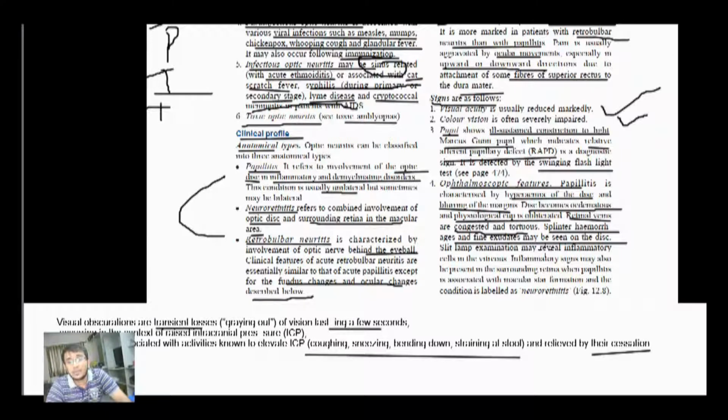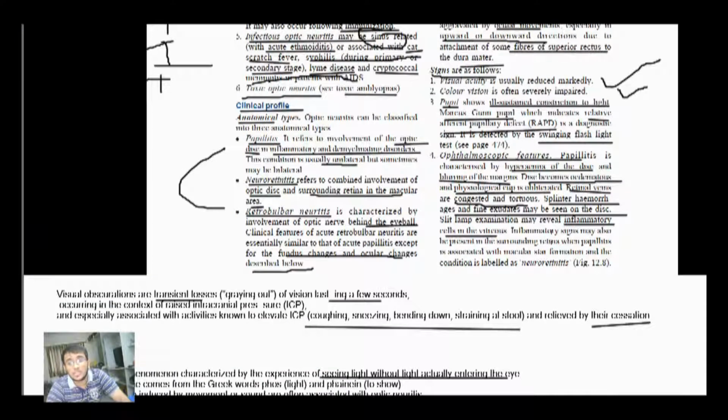On slit lamp examination, there are inflammatory cells in the vitreous. Next, inflammatory signs may also be present in the surrounding retina when papillitis is associated with macular star formation. This condition is known as neuroretinitis, as it involves both the optic disc and also the surrounding retina, mainly the macular part.